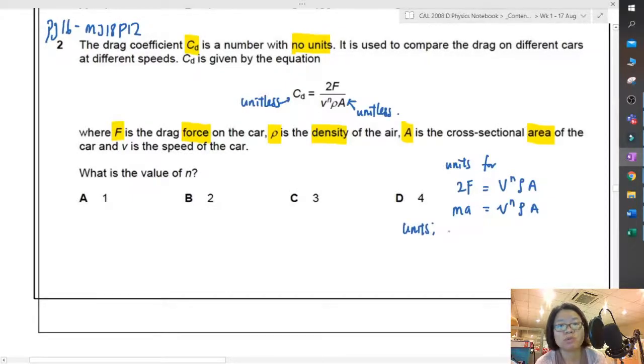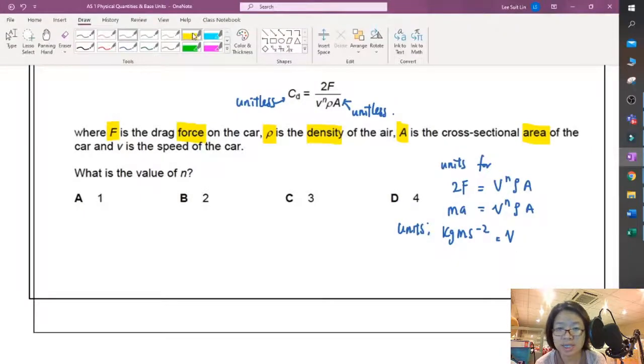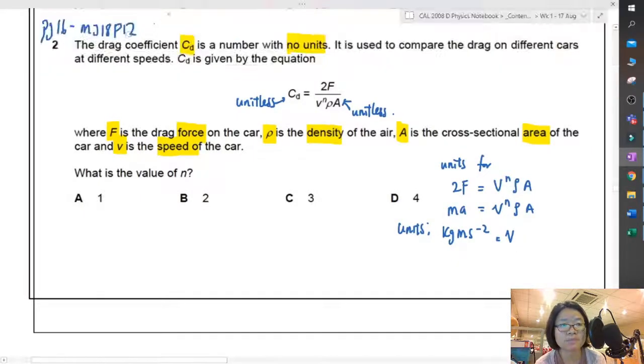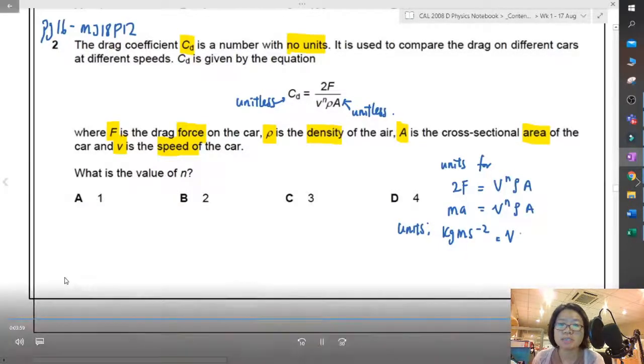So F here will be equal to MA. So I'm going to substitute the base SI units. So kg m s -2. This V to the power of n, once again, this V here is velocity, or speed. So the unit for speed is meter per second.